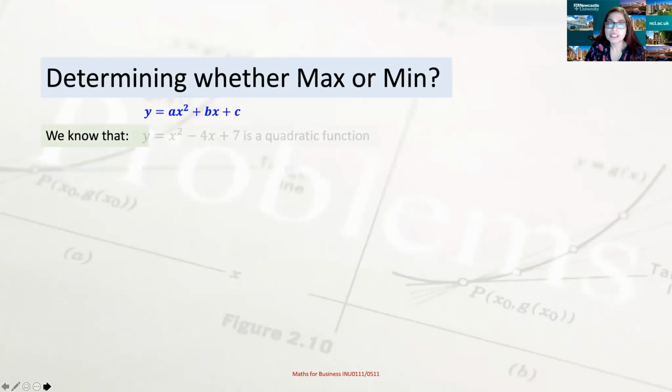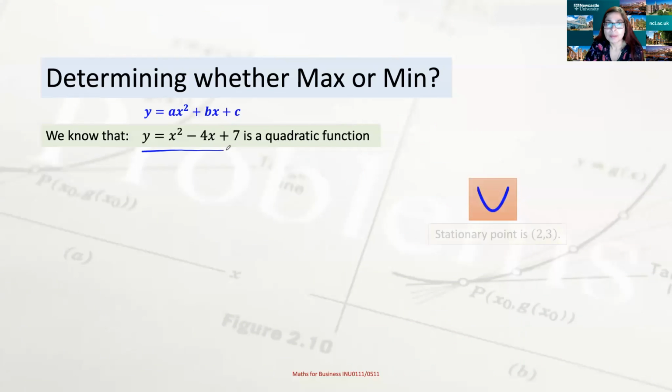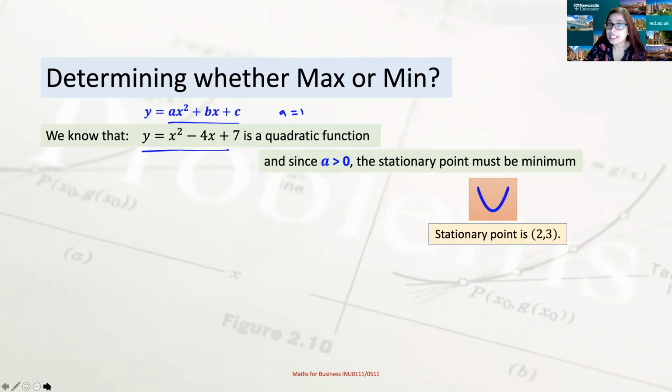Okay, but you've seen that this is a parabola of the form ax squared plus bx plus c. This equation is a quadratic function. You know the shape of this quadratic function, and you know that a is positive here. a is equal to 1, isn't it? It's a parabola with a equal to 1. That means a is positive, a is greater than 0.